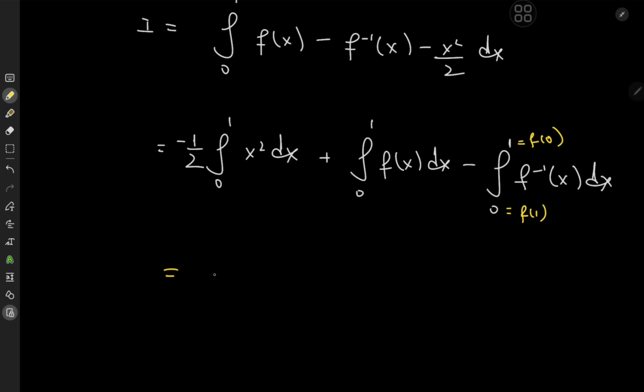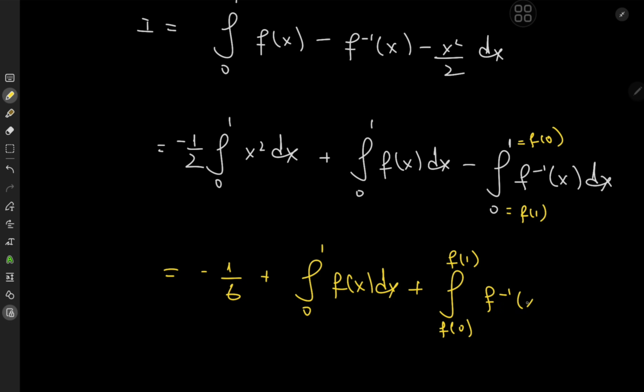So I could write this thing as negative 1/2 x cubed over 3. That's 1 over 6 with those limits. So we have negative 1 over 6 plus the integral from 0 to 1 of f of x dx plus the integral from f of 0, terribly sorry about that, to f of 1, f inverse of x dx. And now for a nice trick involving inverse functions and functions, that is.